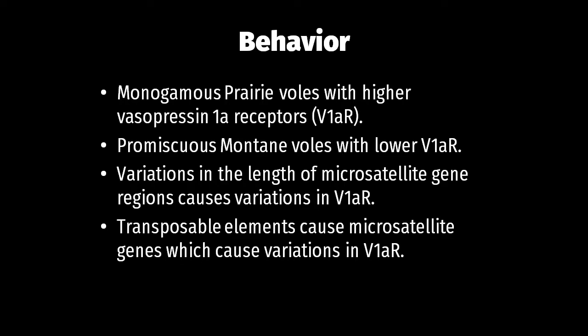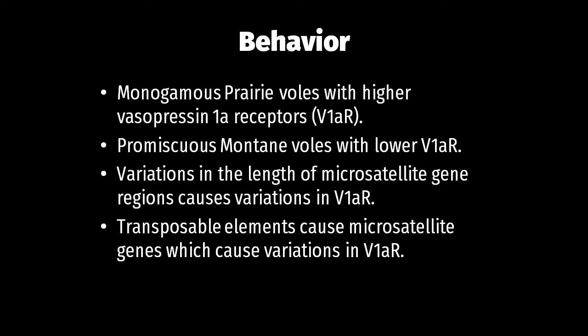Vasopressin 1a receptors are necessary for societal and emotional behaviors such as forming pair bonds in voles and also in humans. Thus, the higher receptor activity results in monogamous behavior in prairie voles, while lower receptor activity results in promiscuous behavior in montane voles. Researchers further showed that variations in vasopressin receptors correspond to changes in behavior by altering the expression of the receptors in the voles.